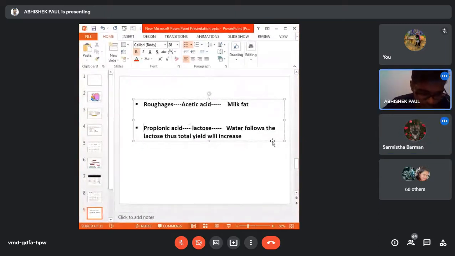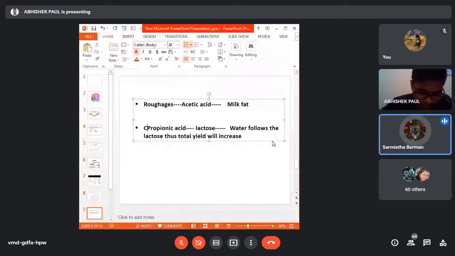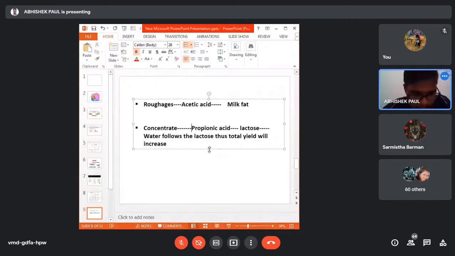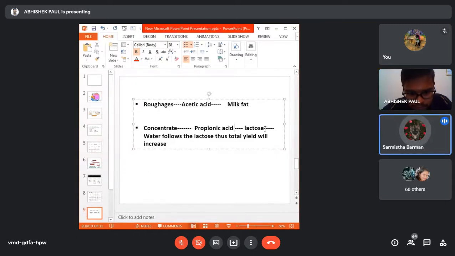Sir, in amino acids, before you said that it is used for the production of milk fat. But sir, in the previous... Milk protein. Yes, milk protein, that is called casein. Yes, sir. But then, sir, over here, why is milk fat also produced, sir? Acetic acid, sir.